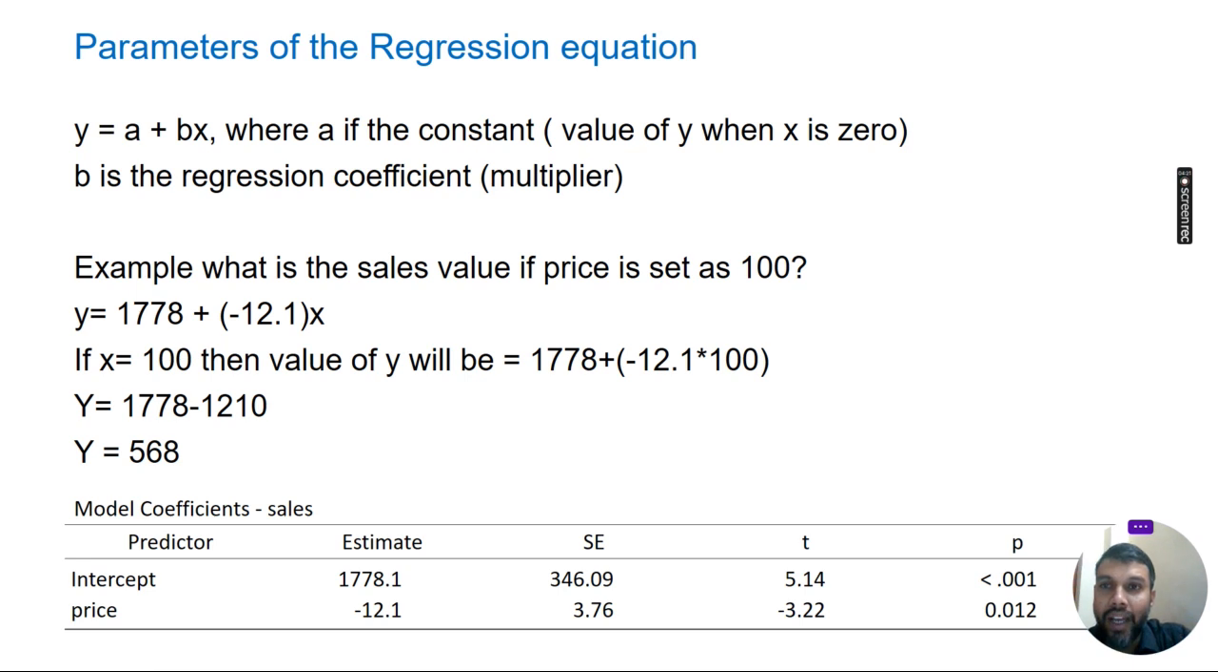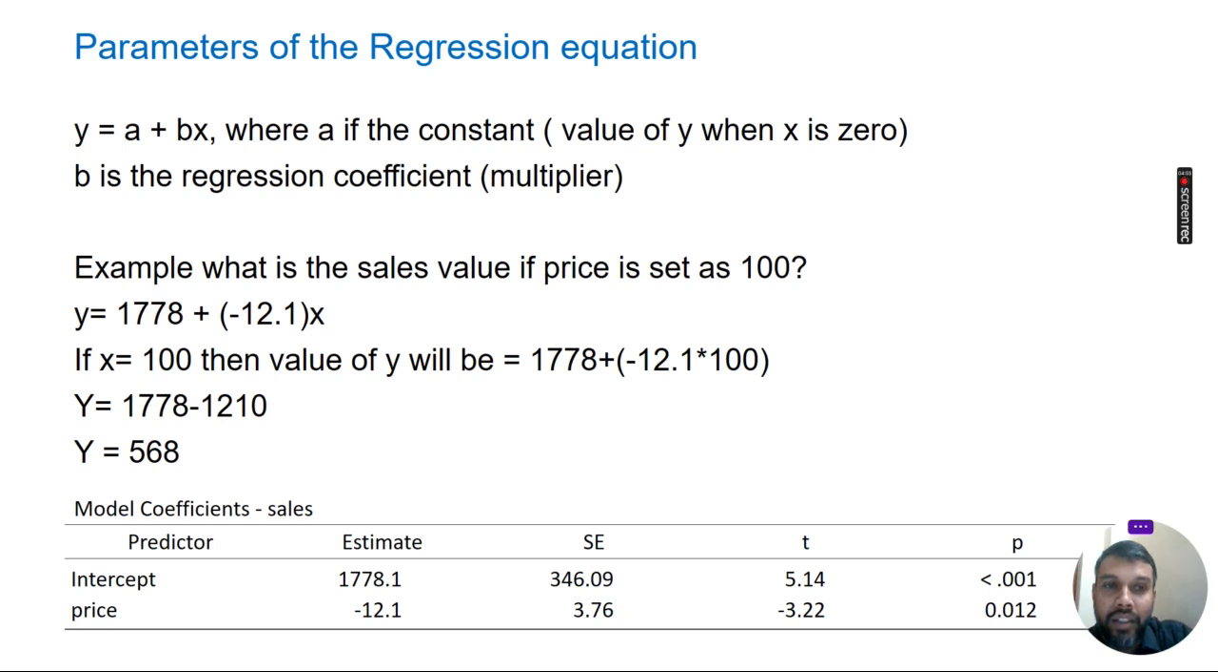Those are called the parameters of the regression equation. The equation is very simple for one dependent and one independent variable. That is y, sales, is my dependent variable, and x, which is price, is my independent variable. Now what is the meaning or the significance of this equation? It has a and b. A denotes a constant, or the value of y when x is 0.